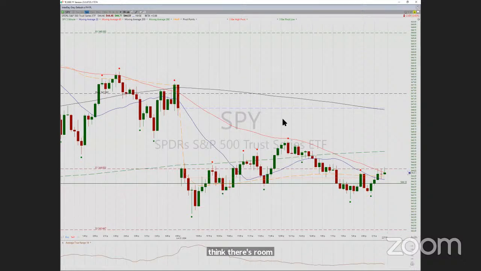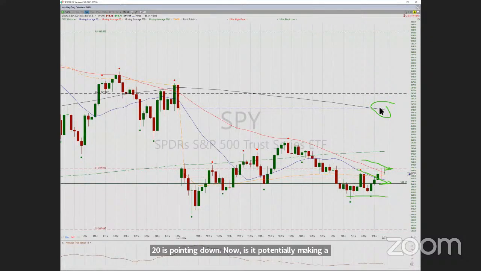So you're looking at the 200 being flat? No, for my red, the 60 being flat. The 200's up here. This is the 60, and you can see it's pointing down. And the 20 is pointing down. Now, is it potentially making a turn? Maybe, since it got a retest of that pivot, but it's up against this resistance here to the left.